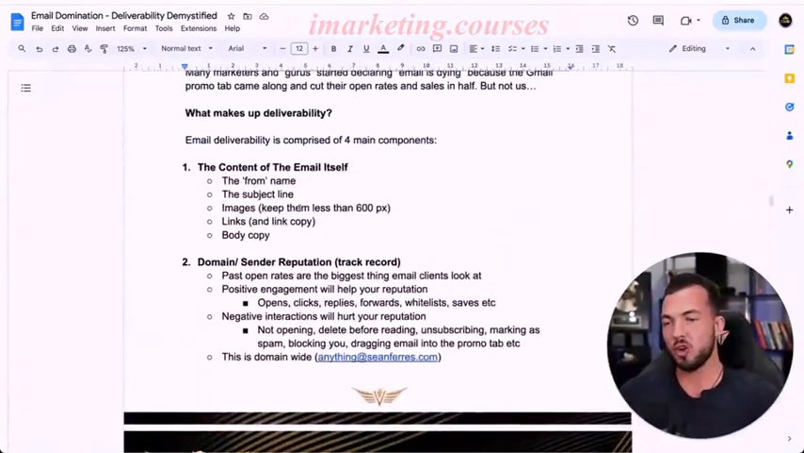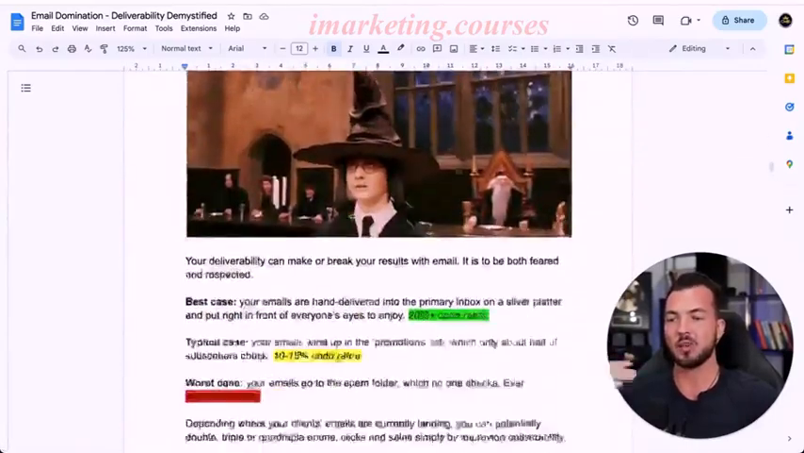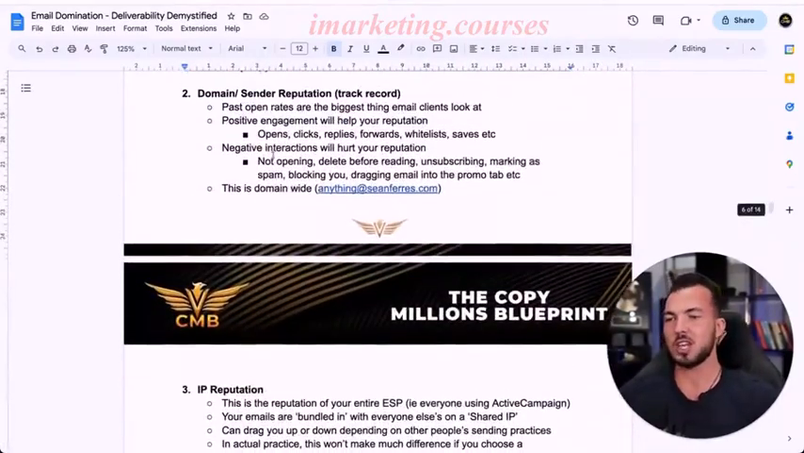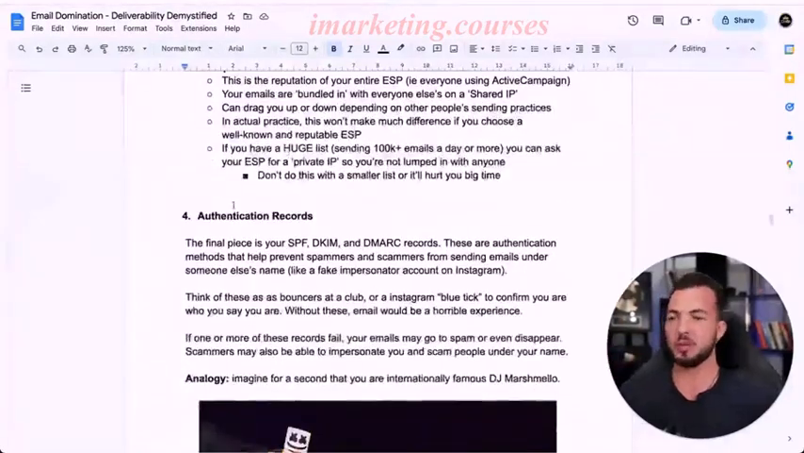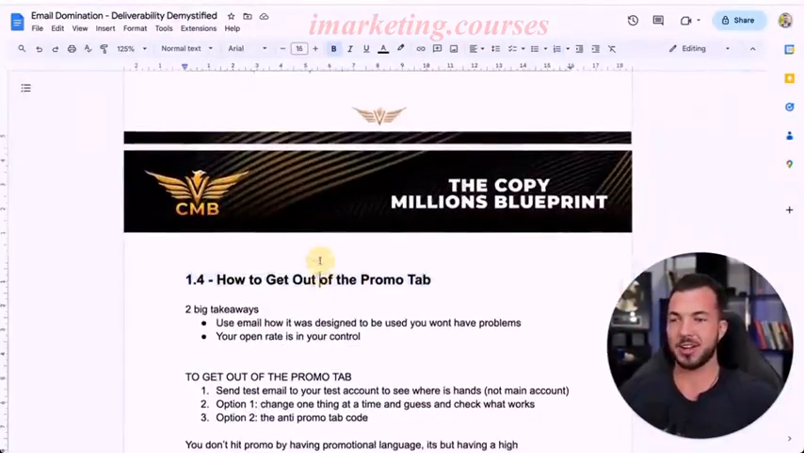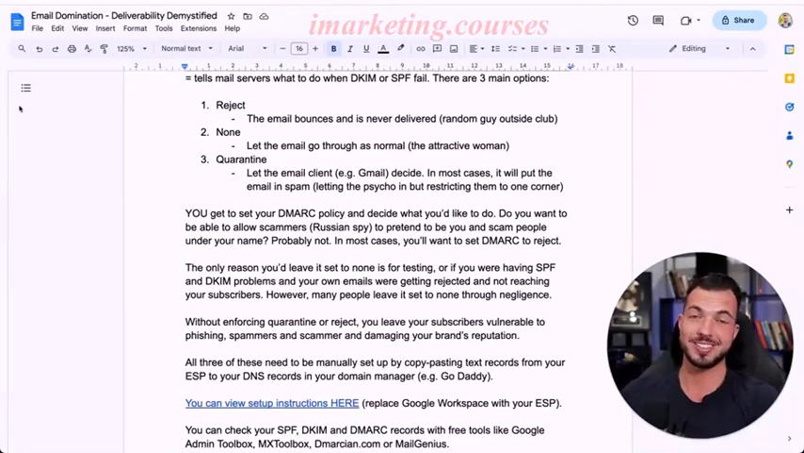You now know the four components that make up email deliverability, and how each one of them affects the success of your emails: the contents of the emails, the domain reputation, IP reputation, and your authentication records. Now we are going to talk about how to get out of the promotions tab. Should any of these go wrong, what do you do? How do you fix it? How do you get out of spam? How do you get out of promo? That's what we're going to talk about in the next training. So I'll see you there in just a second.